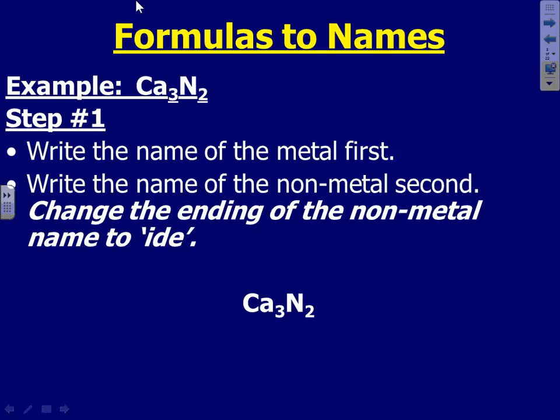Put the board aside, take our note. Going from our formula to a name. There is only one step. It's very straightforward. Write the name of the metal first, write the non-metal second, and change the ending of the non-metal to "ide," because that's the way we name those ions.